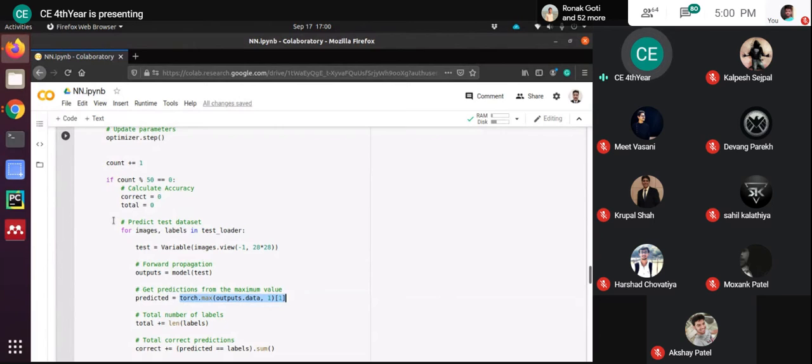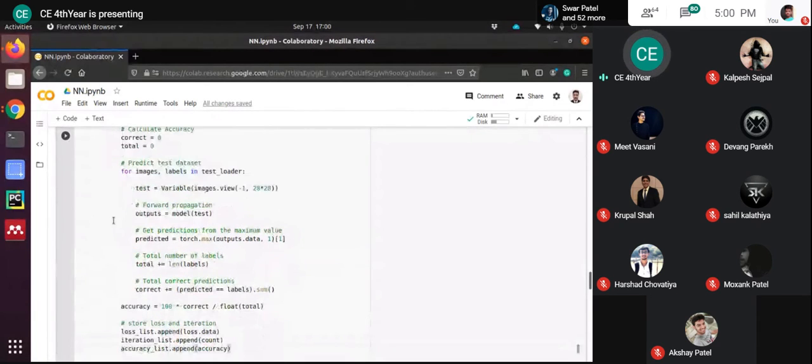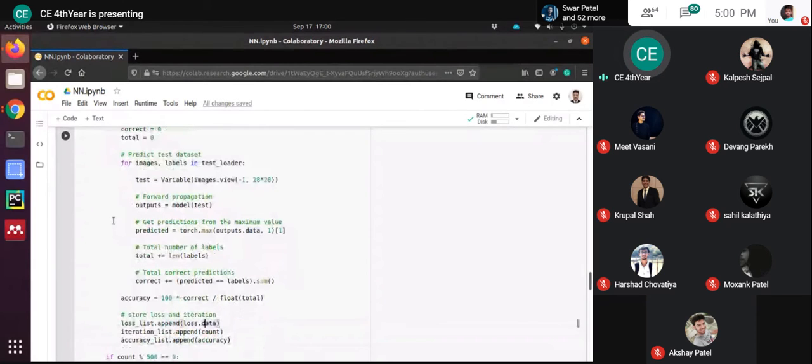So whichever is the maximum, that would be your prediction. And then we'll calculate the correct value, and based on that, we'll find the accuracy. Whatever the loss value is, we'll store it in the list that we created initially. In that empty list, we are appending the loss as well as the count and the accuracy value.